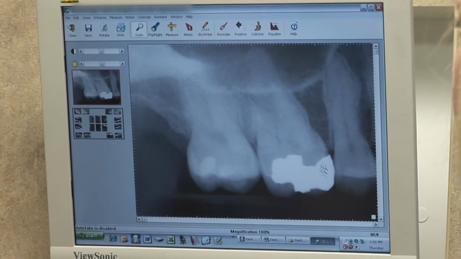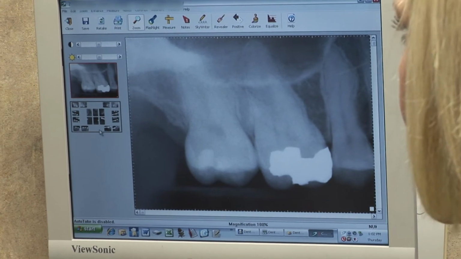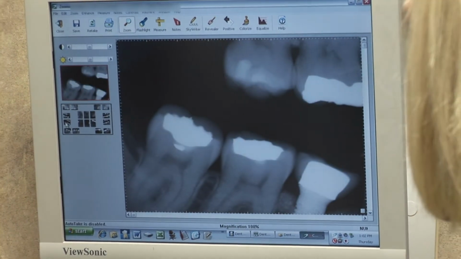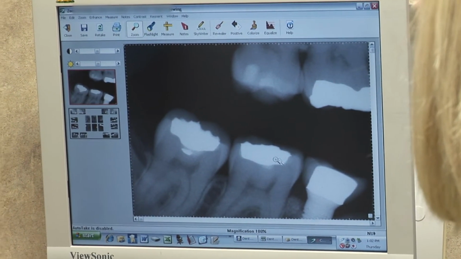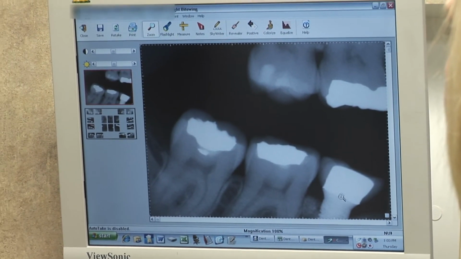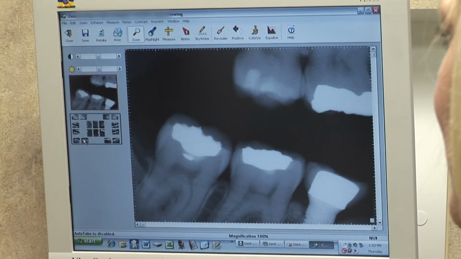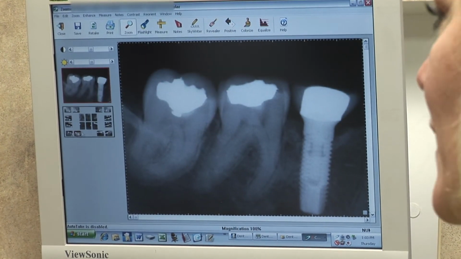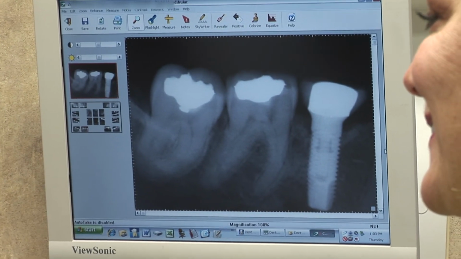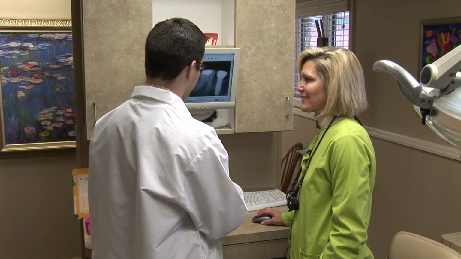When you see a picture like this, what is this white thing? A filling. Yep. And when you see a picture like this, this is all metal, right? The white. What do you think that is? Looks like a screw. It does. Pretty cool, huh? That'd be distinctive in a jawbone, wouldn't it? Oh yeah. What is that? Do you know?